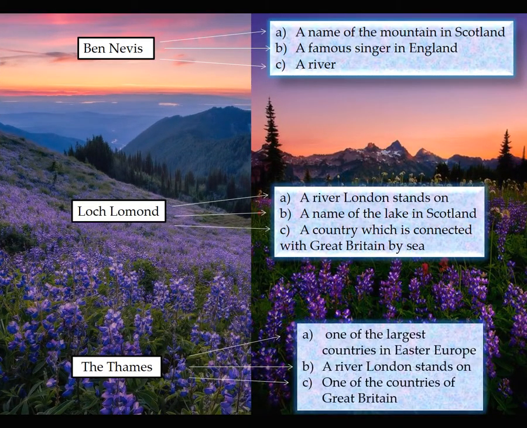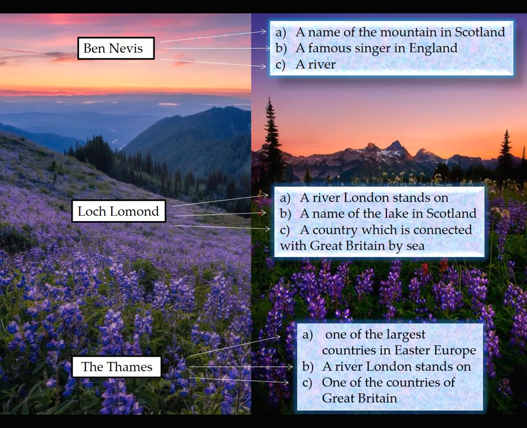Look at the first task. You can see some words and their meanings. You must choose the correct variant to each word. Try to guess. Ben Nevis is a name of a mountain in Scotland, a famous singer in England, or just a river.